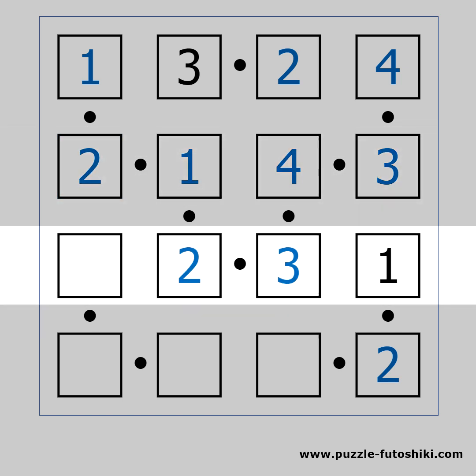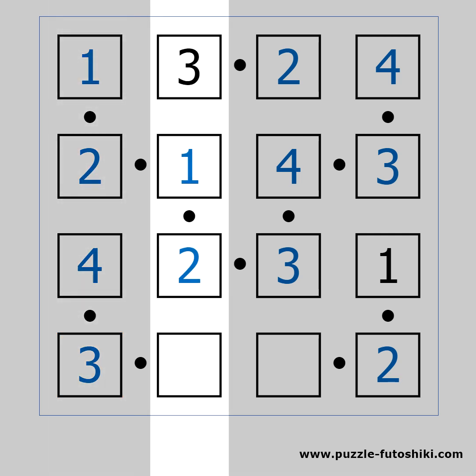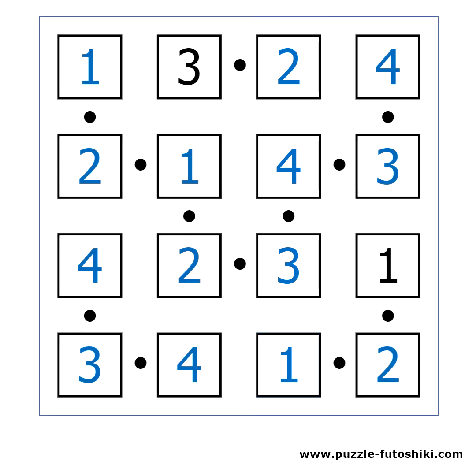The third row is missing a 4. The first column is missing a 3. The second column is missing a 4. The third column is missing a 1. And the puzzle is solved.